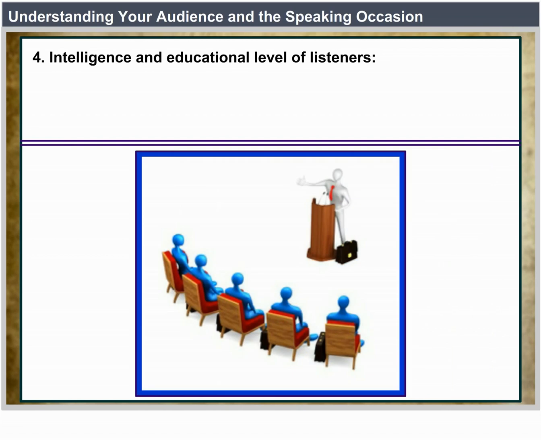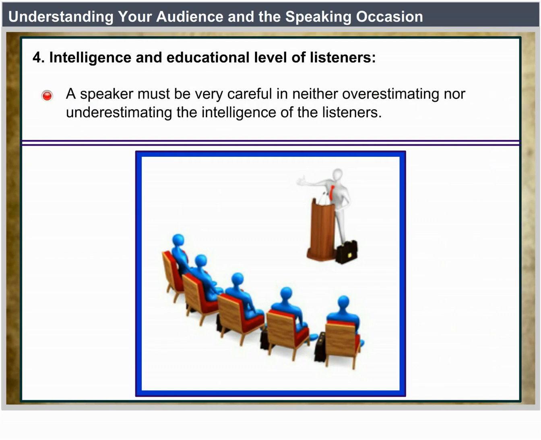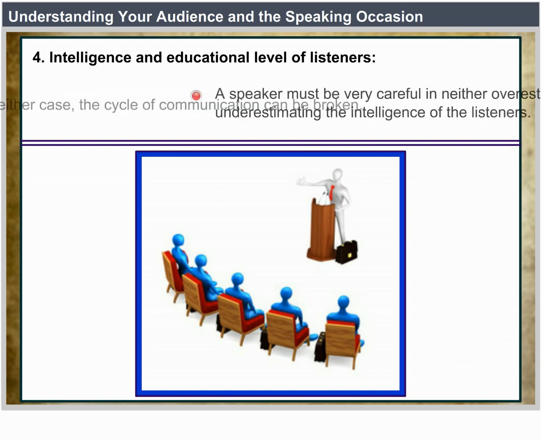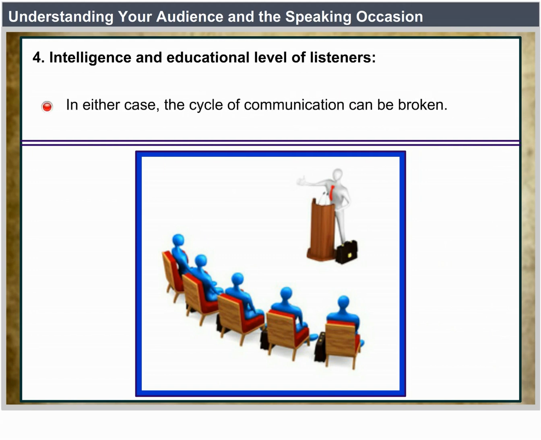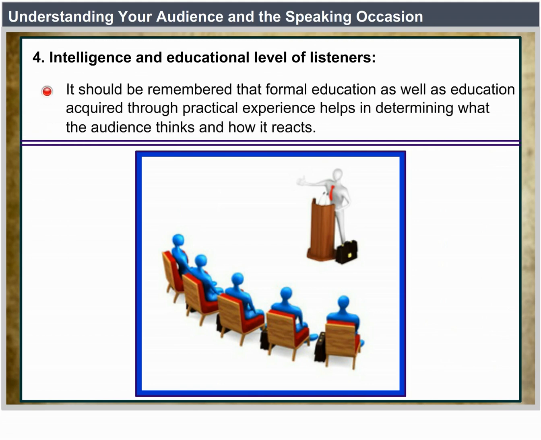4. Intelligence and educational level of listeners. For communication to take place, the audience should be able to understand what is being said. A speaker must be very careful not to overestimate or underestimate the intelligence of the listeners. In either case, the cycle of communication can be broken if there is a lack of understanding. It should be remembered that formal education as well as education acquired through practical experience will help determine what the audience thinks and how it will react.